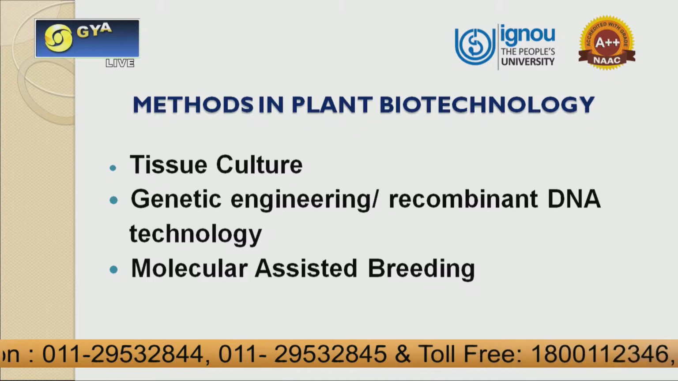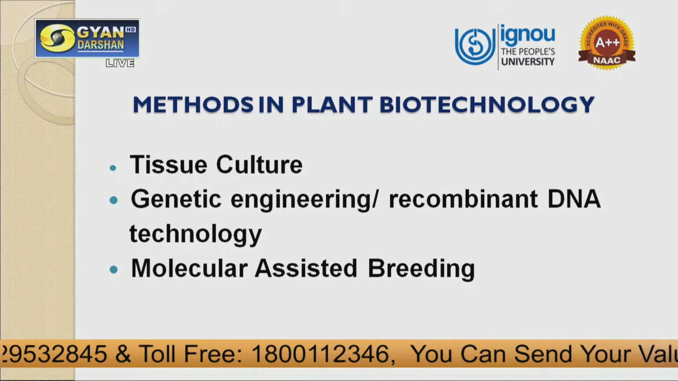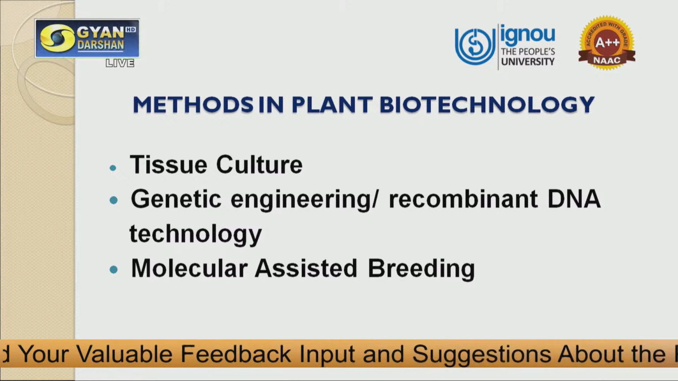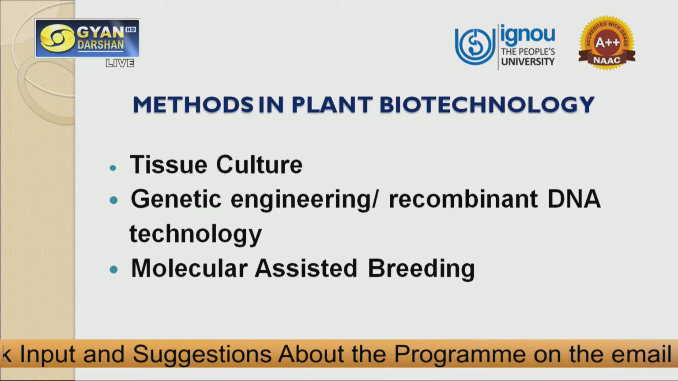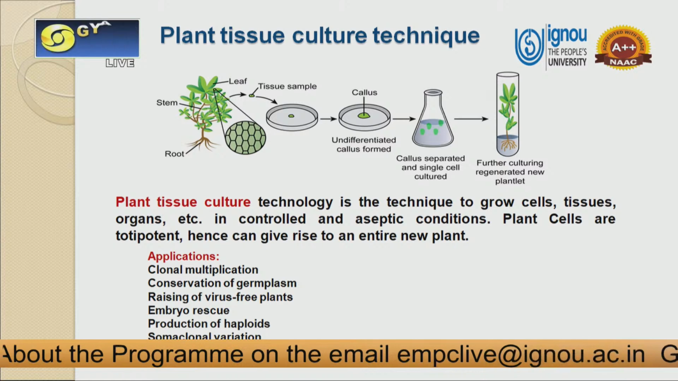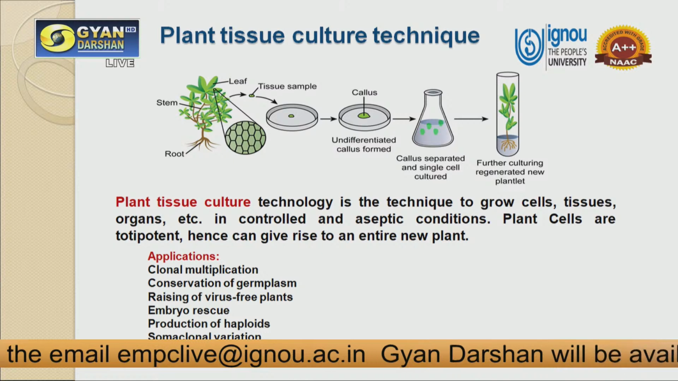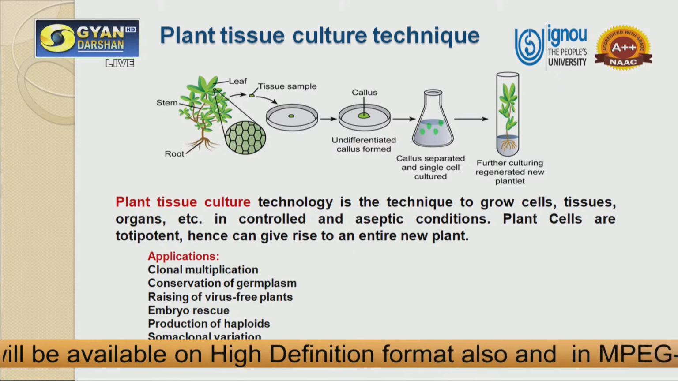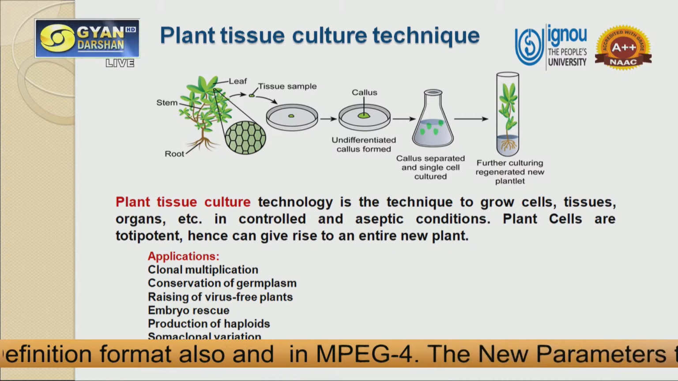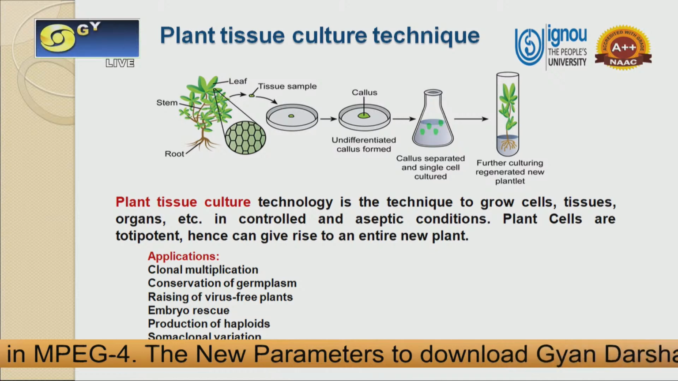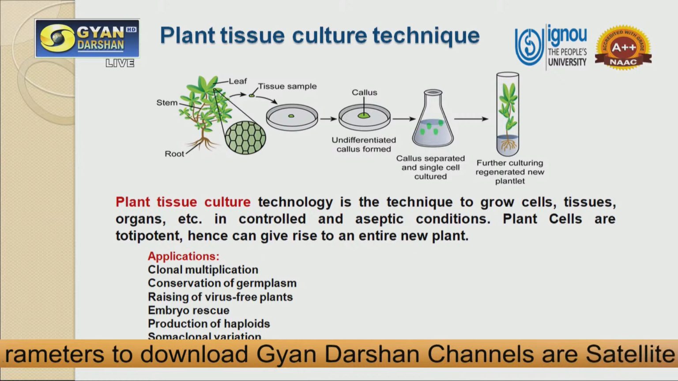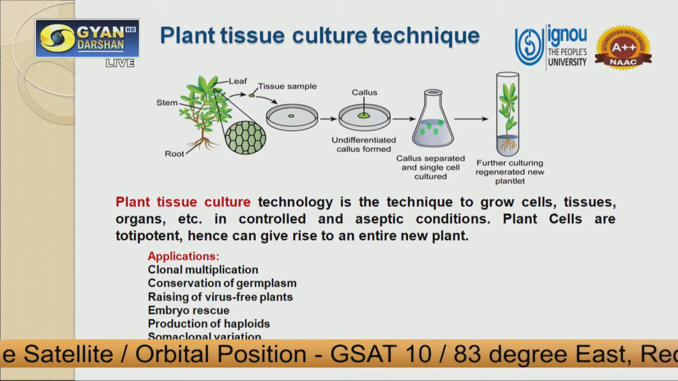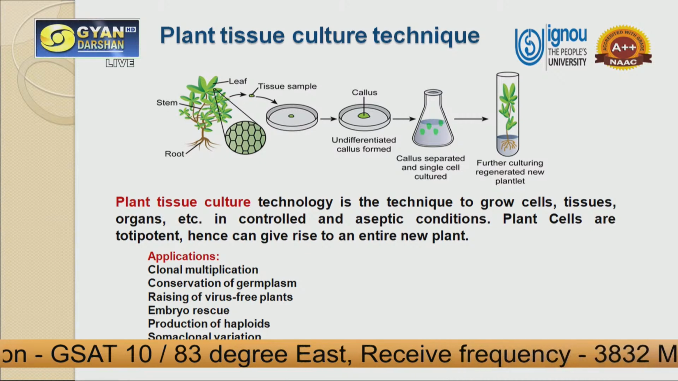Coming back to the same topic of our plant biotechnology, there are different methods which are the main methods of plant biotechnology. The first one is tissue culture, the second is called genetic engineering or recombinant DNA technology, then comes molecular assisted breeding. In this slide, you can see what is plant tissue culture, because for developing any type of transgenic plants, the first step could be plant tissue culture. Plant tissue culture has a very important role to play in biotechnology itself. It is a technique to grow cells, tissues, organs, etc. in controlled and aseptic conditions. Plant cells are totipotent and hence they can give rise to an entire new plant. So there are different applications of plant tissue cultures.